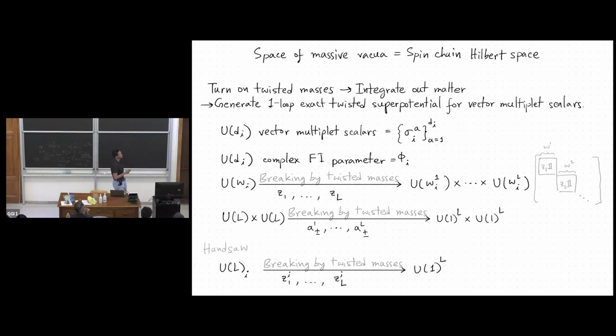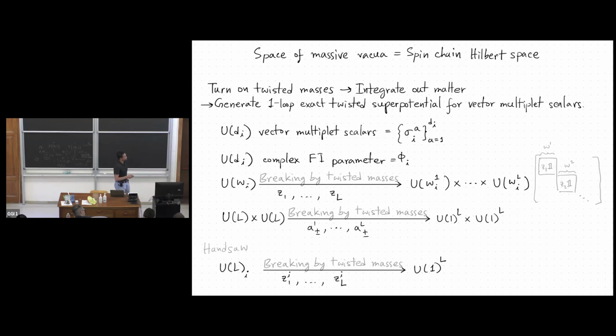Okay. Yeah. So to get to the Bethe equation, or to establish this claim, you turn on twisted masses for all your flavor symmetries. You integrate out the matter content. You generate a one-loop exact twisted superpotential for the vector multiplet scalars. Now, you can keep track of how many vector multiplet scalars you have. There are some other parameters in the theory, the complex FI parameters. And since we're turning on twisted masses, you break the flavor symmetries by these twisted masses.